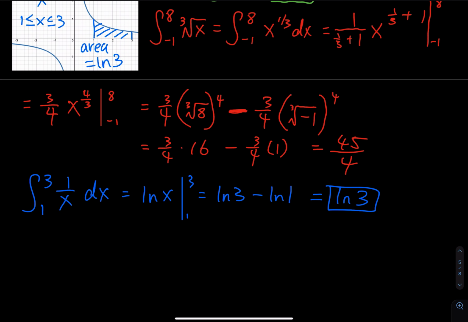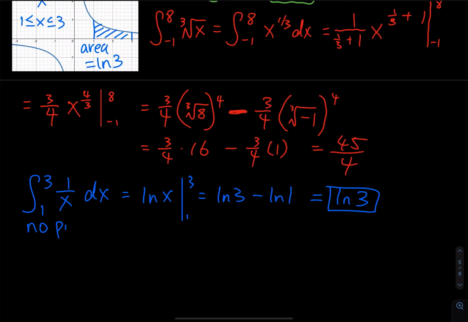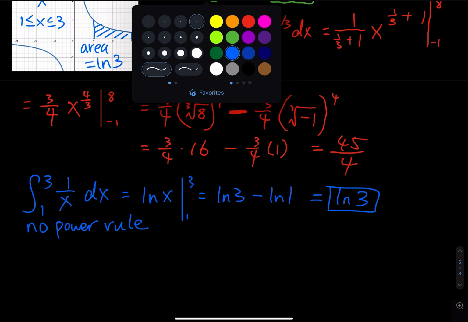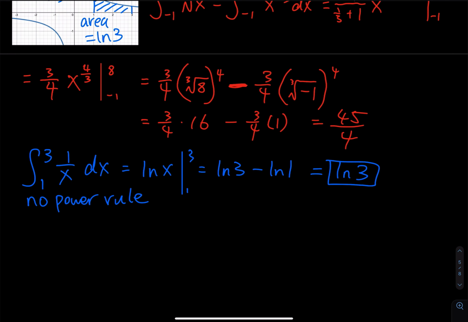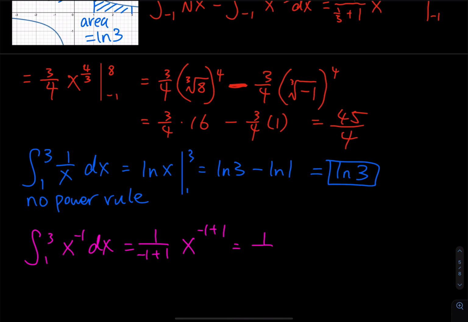So what if you use the power rule? So this one, no power rule. You should write this down to remind yourself because I have seen this mistake in my class. So let's say you do the power rule from 1 to 3, you do x to the -1 dx, right? So what happens when you apply the power rule? So you have x to the -1 plus 1, and then 1 divided by that, what do you have? You have 1 over 0, x to the 0, and then from 1 to 3, this is a mistake. So do not use the power rule.